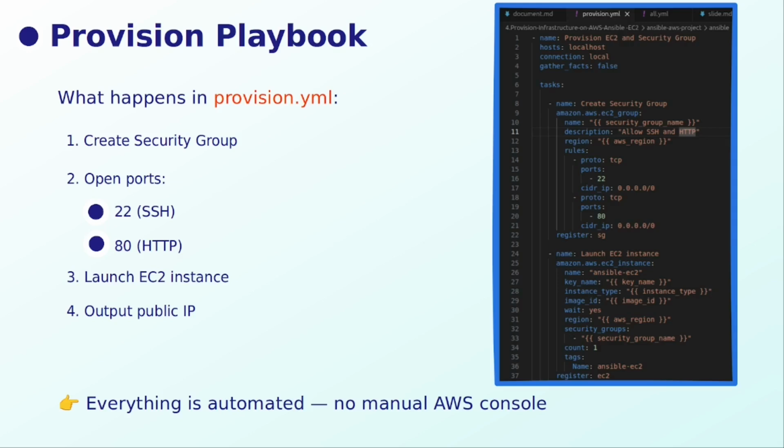The most important idea here is automation. We do not log into the AWS console. We do not click buttons manually. Everything is defined in code and executed with a single command. This ensures consistency and saves a lot of time. In real-world systems, this approach is essential for managing large-scale infrastructure.